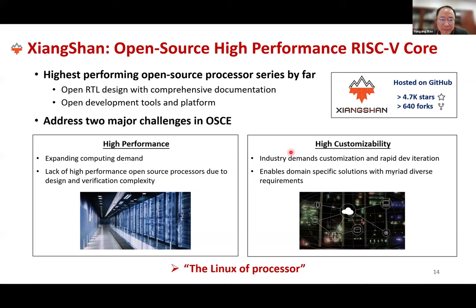The XiangShan project is addressing two major challenges in the open source chip ecosystem. One is to provide a high performance solution for the expanding computing demand. The other contribution is to provide high customizability, so we can provide customized designs. Also, the XiangShan code is open sourced on GitHub and has already gained more than 4,000 stars and more than 600 forks.